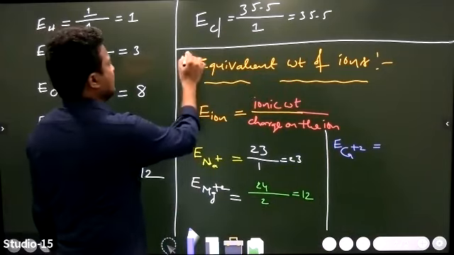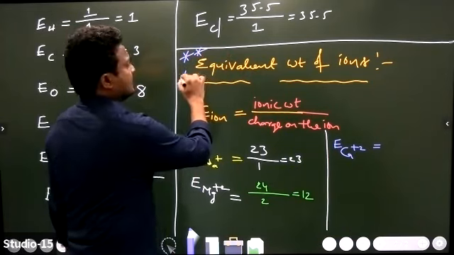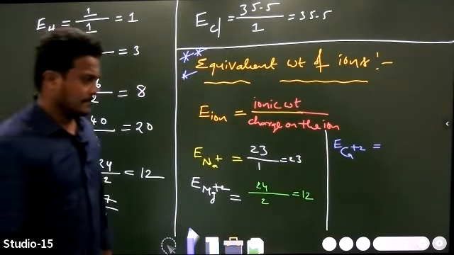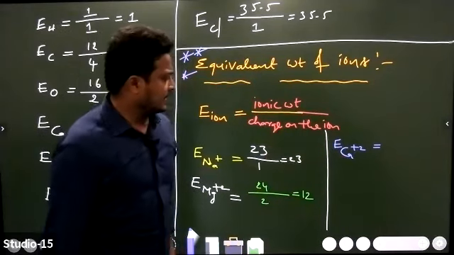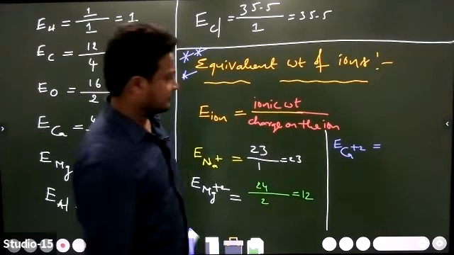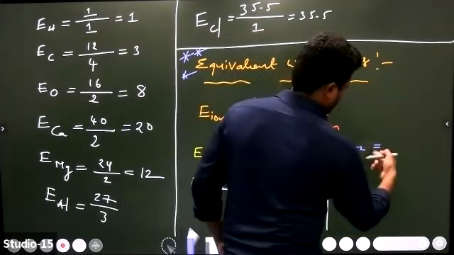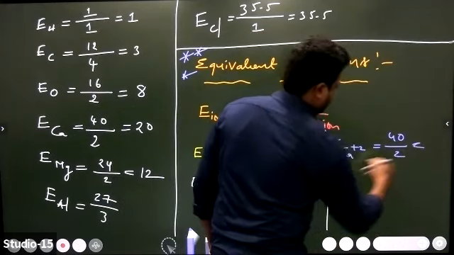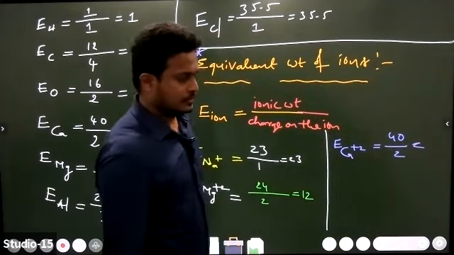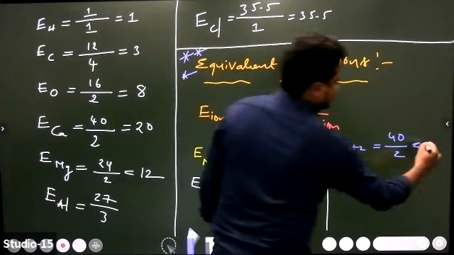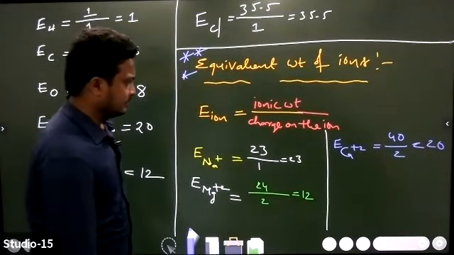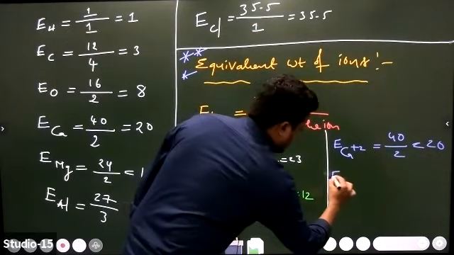From here, most important one, calculation of equivalent weights of ions. Calculate equivalent weight of Ca plus 2. Atomic weight of calcium, ionic weight of calcium 40 by 2. Charge on the calcium is equal to 2, right? That is, it is equal to 20 grams. Next one, calculate equivalent weight of Fe plus 2.